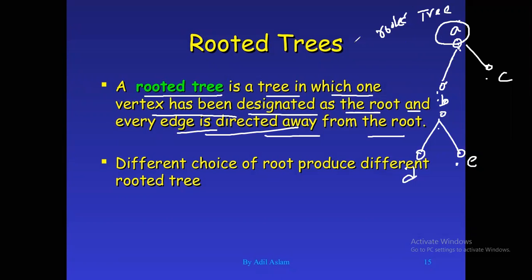One more time, in the given graph, one vertex is designated as a root. So here A is the root, and all edges are directed away. They are going outward, directed away. So these types of trees are called rooted trees.